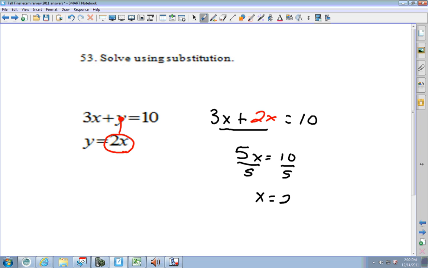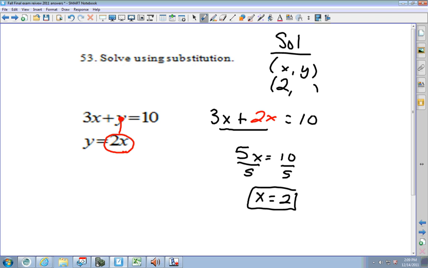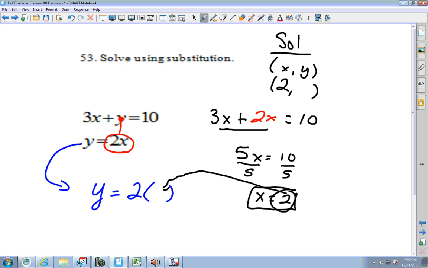X equals 2. Okay, that's great, but my solution has to be an ordered pair. It has to be an x and a y. All I have is my x right now. How do I find my y? I'm going to take what y equals. I've got y equals 2 times x. Instead of x, we know that x is 2. So you're going to take that and put that in here. X goes away, and now the 2 goes in there. Well, now, 2 times 2 is 4. So my solution is 2, 4.